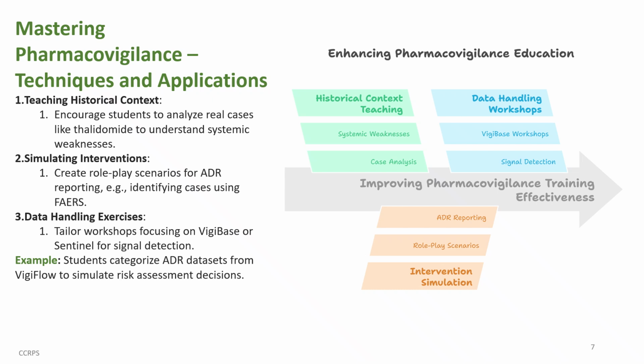Mastering pharmacovigilance, some techniques and applications. Teaching historical context. Encourage students to analyze real cases like thalidomide to understand systemic weaknesses. Simulating interventions. Creating role-play scenarios for adverse drug reaction reporting. Example, identifying cases using FAERS.